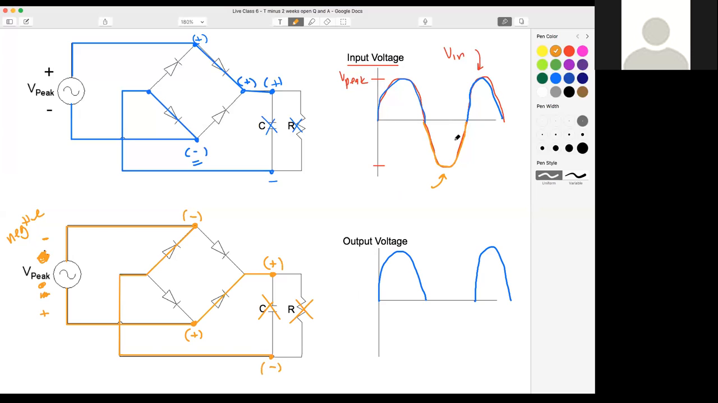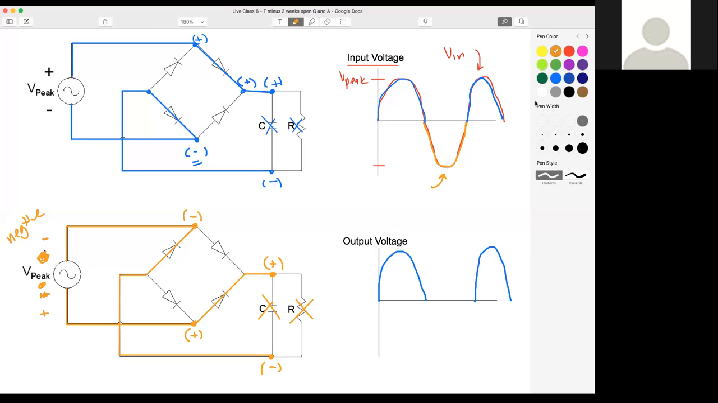Look at the voltage. Look at the polarity of our output voltage. On our positive cycles, our output voltage is positive and negative. And on our negative input cycles, our polarity on our load, our output, is still positive to negative.